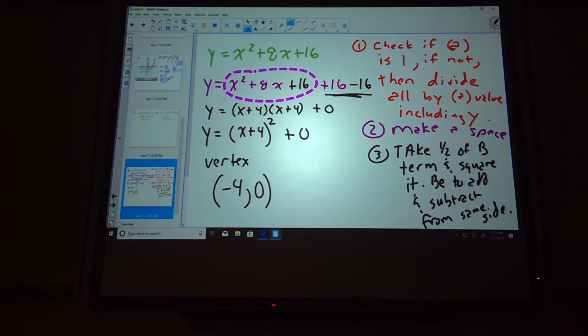Black, the third. Take half of B term and square it. Be sure to add and subtract it from the same side. Everyone had enough time to write down what you need?